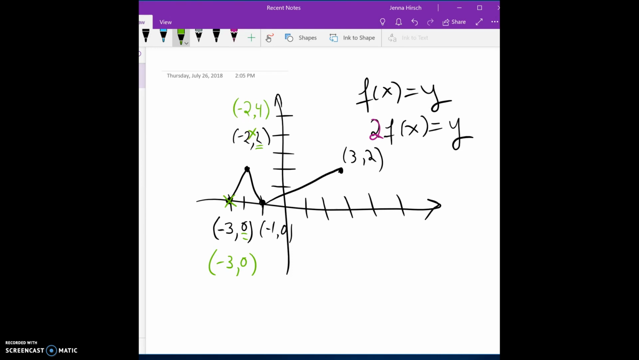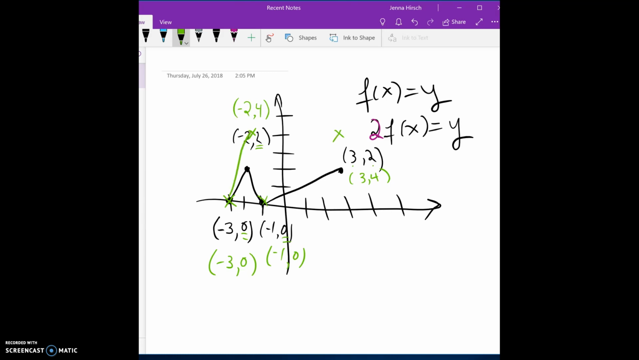When I multiply this ordered pair negative 1, 0, when I multiply that y value by 2, we're going to get negative 1, 0 again, because 0 times 2 is 0. And then when we multiply this ordered pair 3, 2, when we multiply that y value by 2, that's going to transform us onto 3, 4. Okay, so let's graph 3, 4. 1, 2, 3, 4, and that's going to take us to right over here.